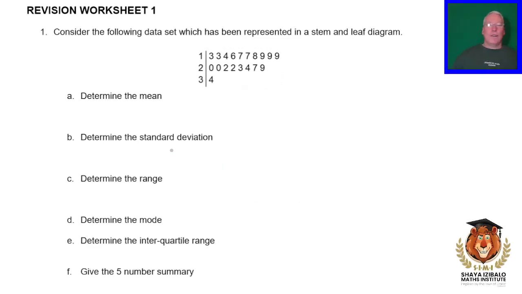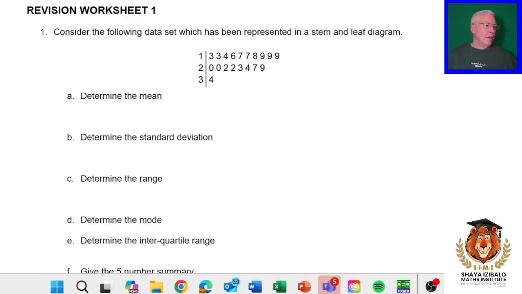Okay, so this first one, we want to get the mean of these numbers. So remember that in a stem and leaf diagram, the first number here is the tens digit. So we've got 13, 13, 14, 16, 17, 17, 18, 19, 19. So we can put all those into our calculator and let's look at how that's going to look.